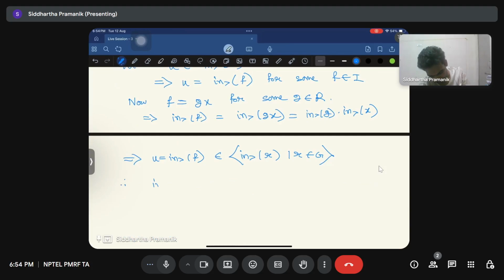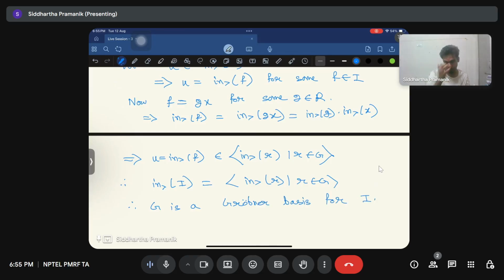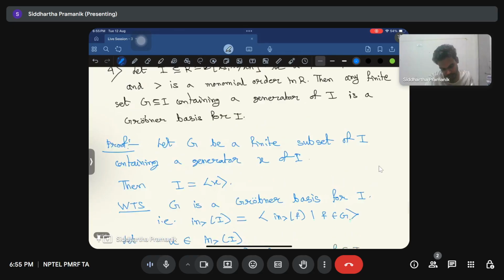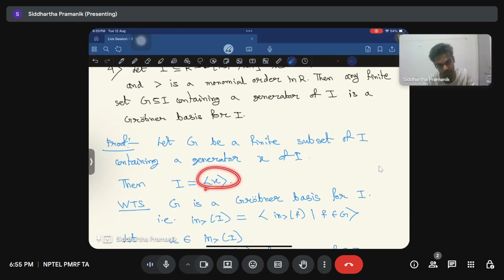Hence the initial ideal of I is equal to the ideal generated by the initial elements of this set G. So G is a Grobner basis for I. So in particular, the generating set x itself is a Grobner basis.